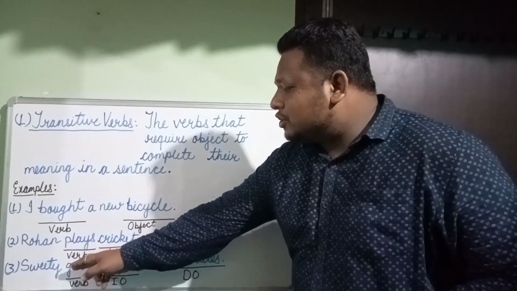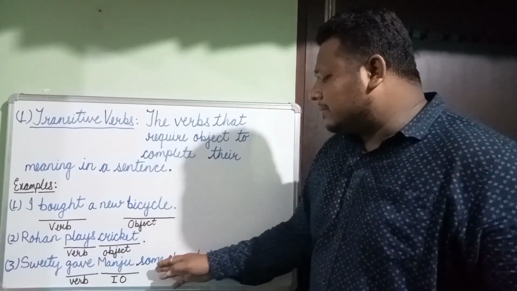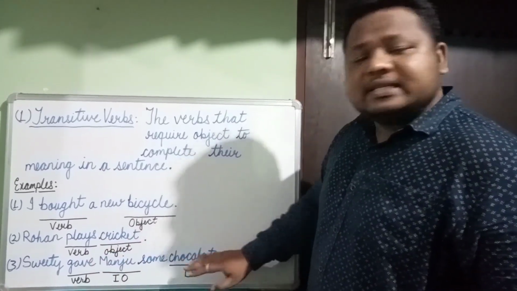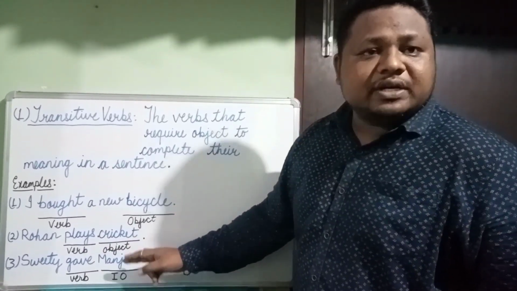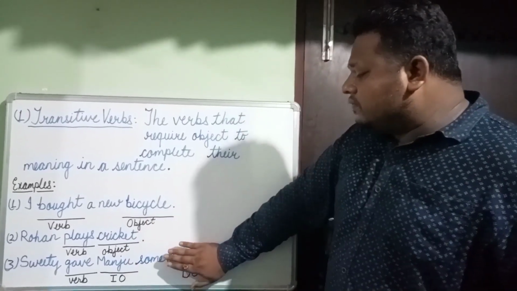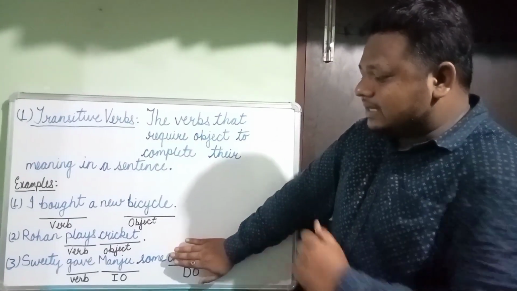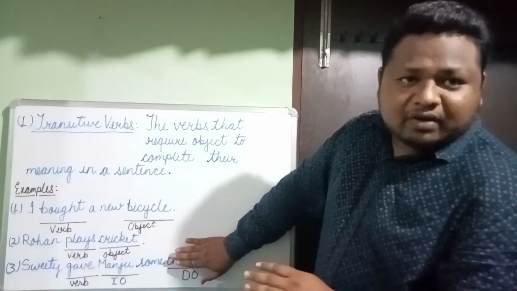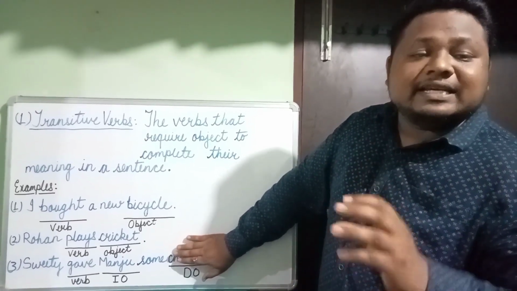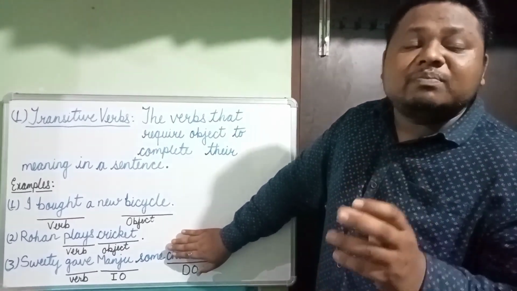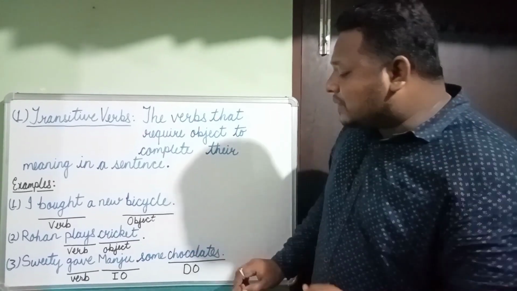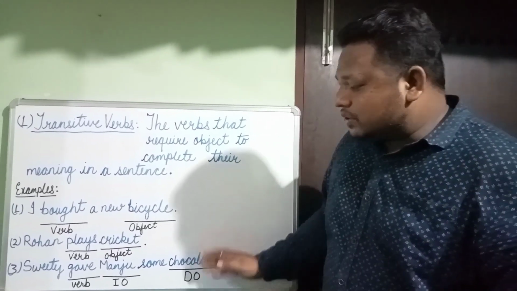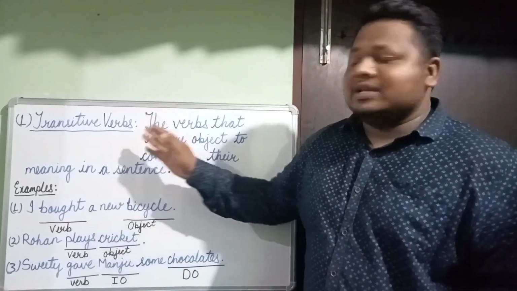Next sentence, Sweetie gave Manju some chocolates. Here gave is the verb, chocolates is the direct object, and Manju is the indirect object. Now, if we remove chocolates from this sentence, then the sentence will be Sweetie gave Manju. Here also the sentence is not complete. It is not making complete sense. That's why it needs the object chocolates to complete its meaning. So here also gave is the transitive verb.